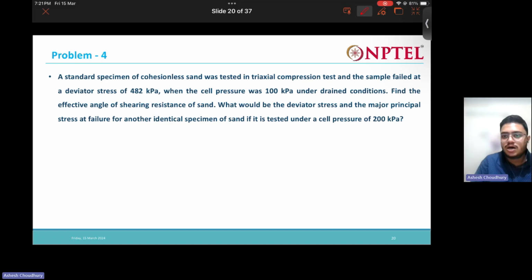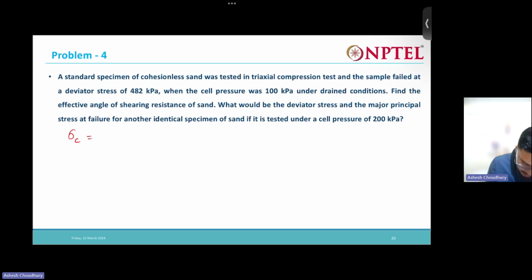So, were you able to solve this? Were you able to solve the first part? It's quite easy. This is a drained condition problem, right? So the condition is drained, which means the pore pressure is 0 and the effective stress equals the total stress. So the given cell pressure will be equal to the effective minor principal stress, which is 100 kPa. The deviator stress is given, so sigma 1 effective is coming to me.